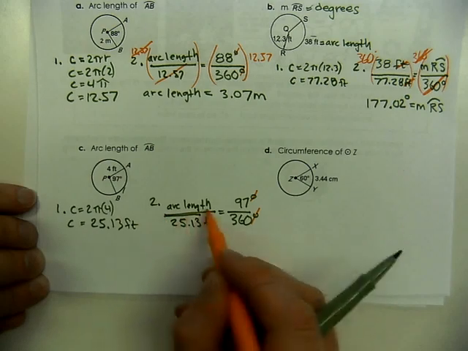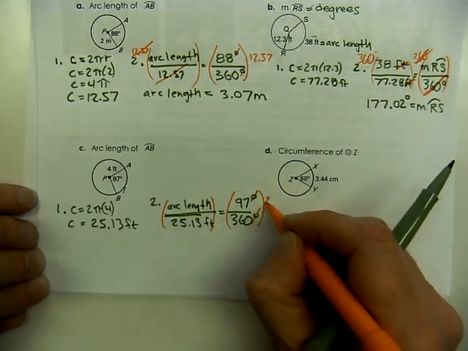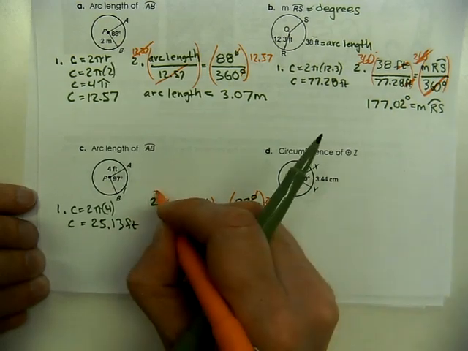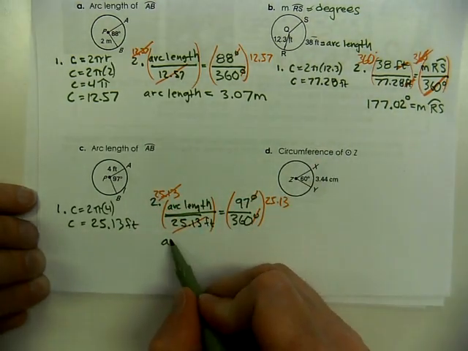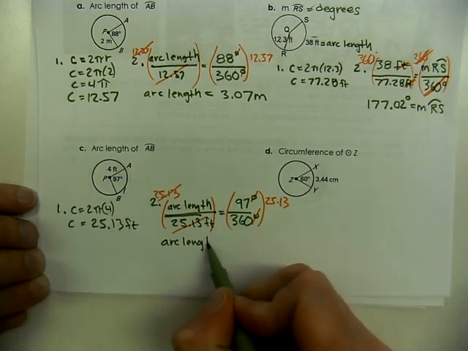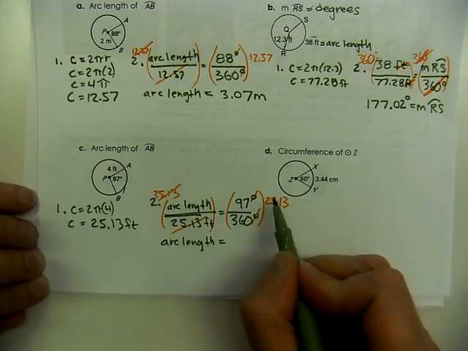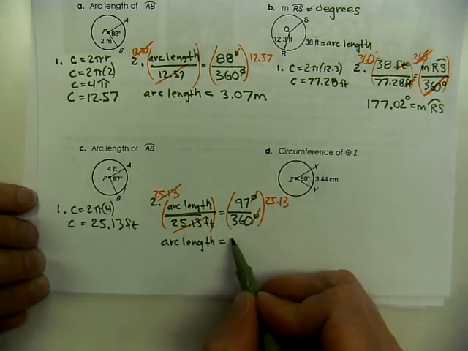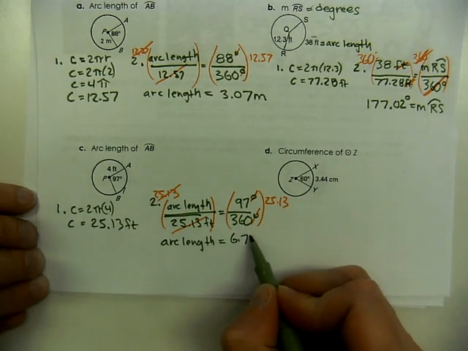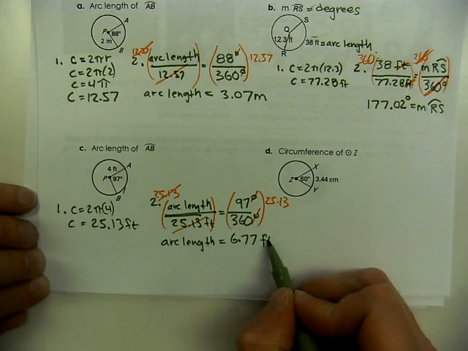There's our variable. It's being divided by the 25.13, so we're going to multiply both sides. So we'll type into our calculator the 97 times the 25.13. We'll divide that by the 360, and this is our answer, 6.77, and that is in feet because that's the only units remaining in our proportion.